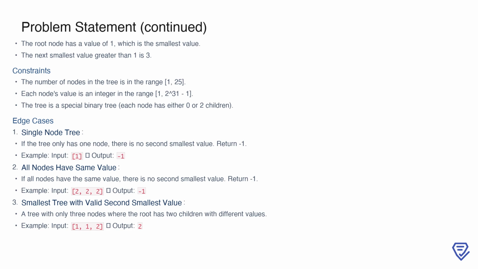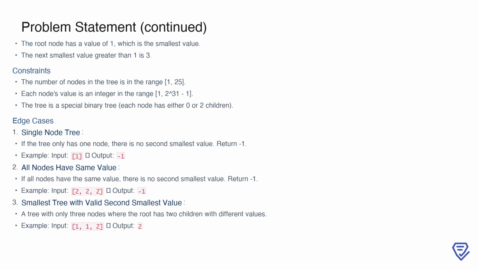Similarly, if all nodes in the tree have the same value, the second smallest value does not exist, and the output is -1. On the other hand, even a small tree with just 3 nodes can have a valid second smallest value if the children of the root have different values. For instance, if the root value is 1 and one of the children has a value of 2, the output would be 2. By keeping these constraints and edge cases in mind, you can approach the problem effectively and handle all possible scenarios.